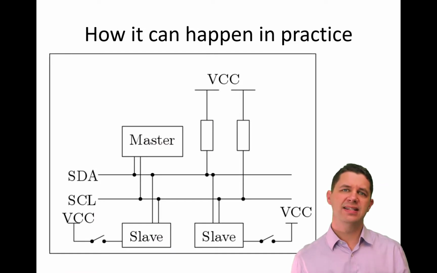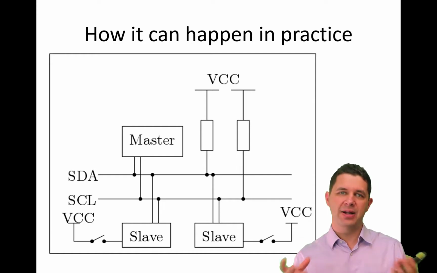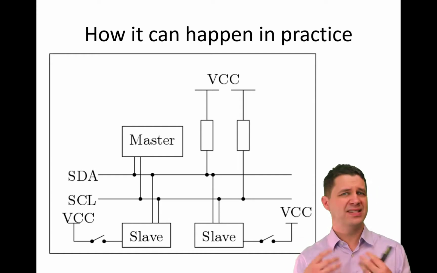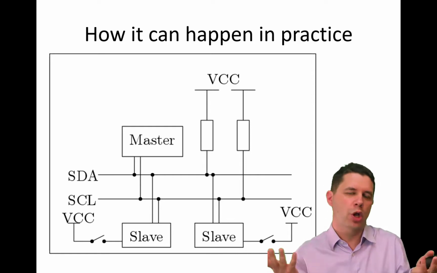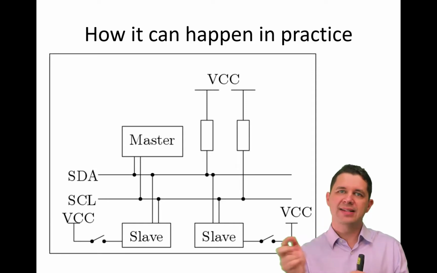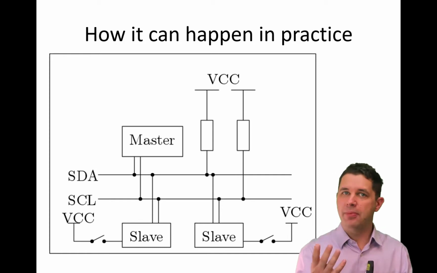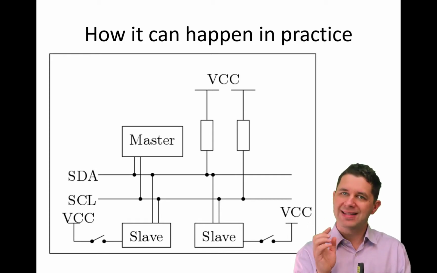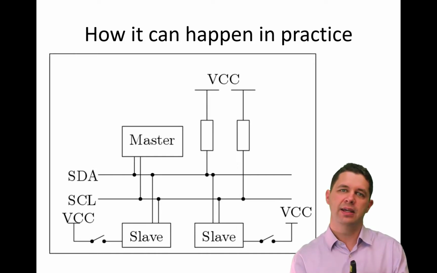So here's an example of how it might happen in practice. In I2C, we've got a master device and a bunch of slave devices. They might be sensors, other microcontrollers, some memory, who knows what. And we've got those two data lines there, and they're supplied power separately. You'll notice that those data lines are pulled up, so you might have a 4.7K resistor pulling those up to VCC.